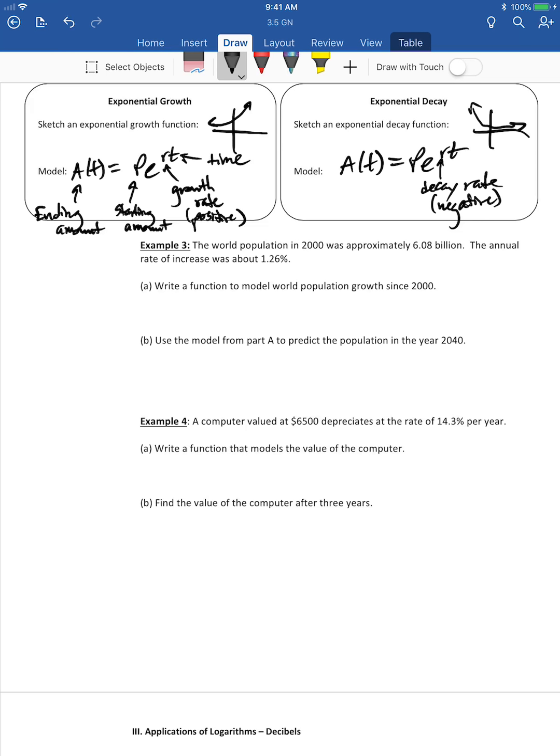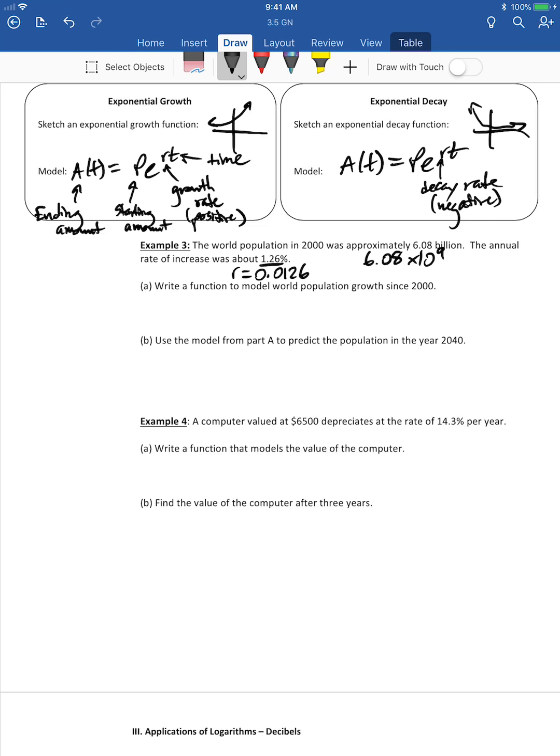So if the world population in 2000 was approximately 6.08 billion, and right away, if I'm going to have to use that number, I'm going to write this in scientific notation: 6.08 times 10 to the 9. 10 to the 9 is a billion. The annual rate of increase was about 1.26%. And right away, I see this percentage. I'm going to write that as a decimal, so I can actually use it in my rate. r equals, this is a rate of increase, so it's going to be positive, and that's 0.0126.